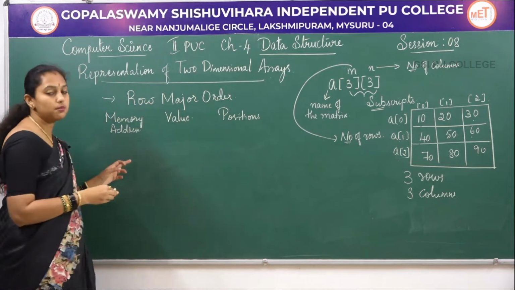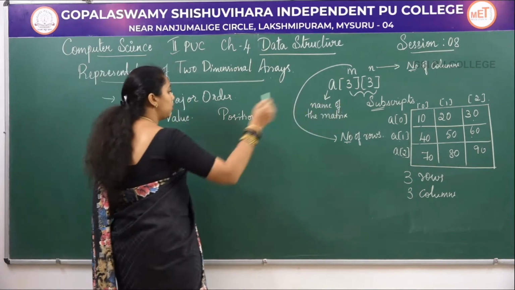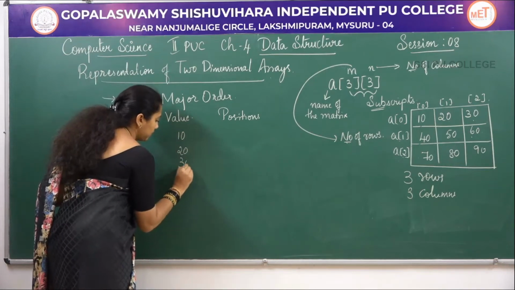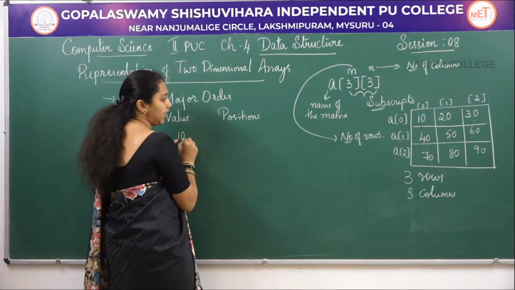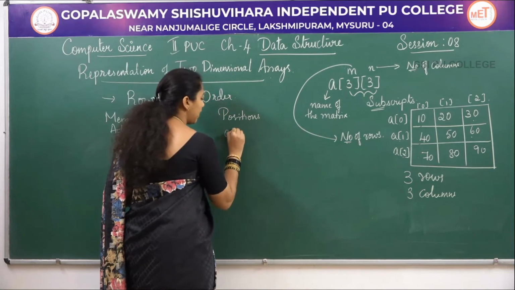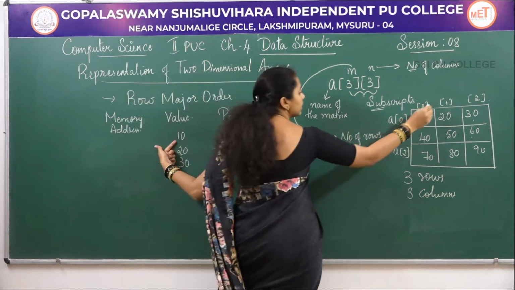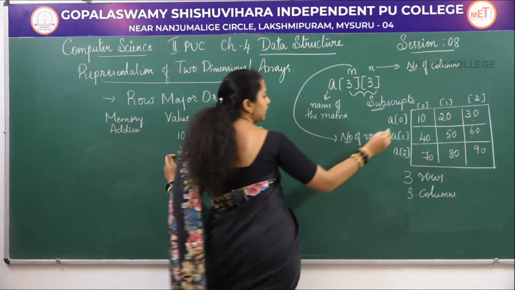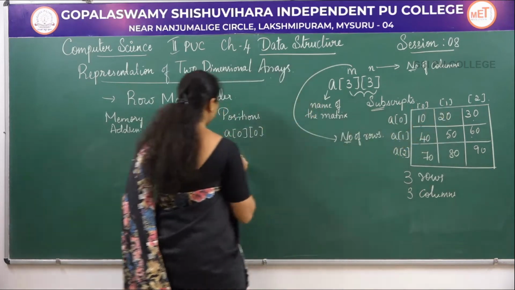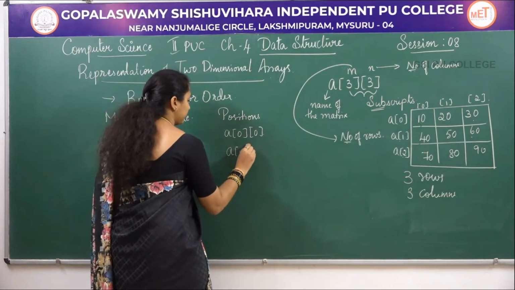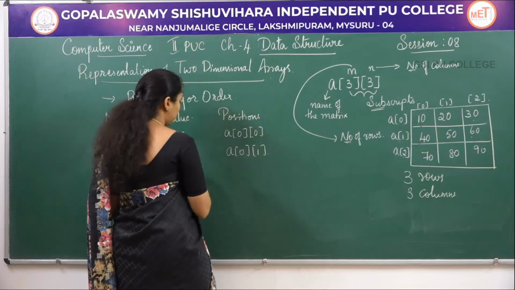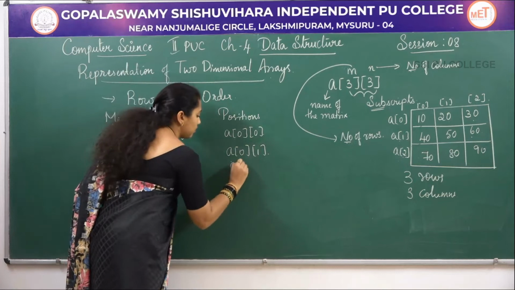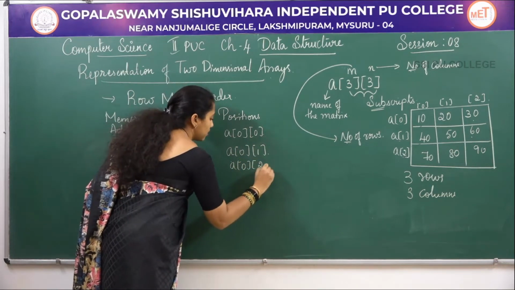So what are the first row elements? The first row elements are 10, 20 and 30. So what are the positions of 10? The position of 10 is A of 0, 0. What about 20? A of 0, 1. What about 30? A of 0, 2.